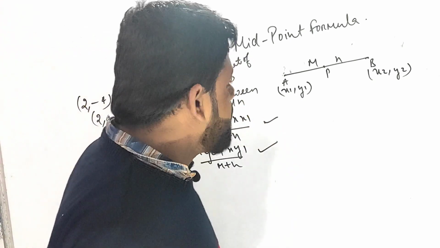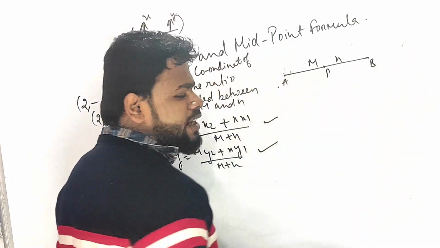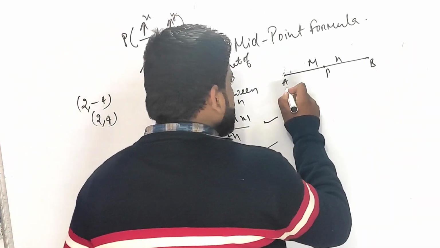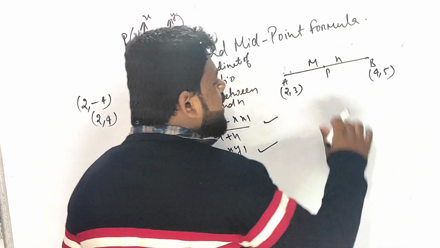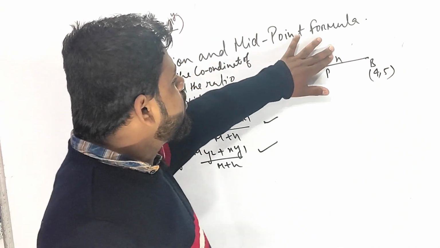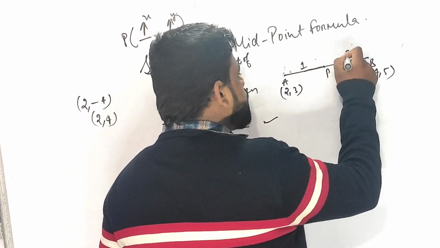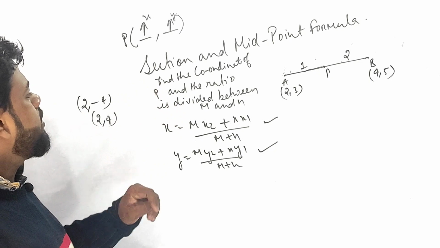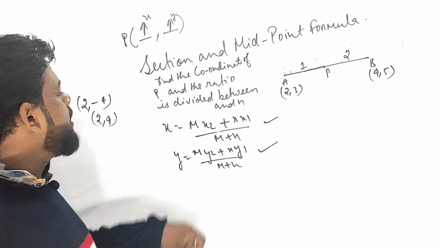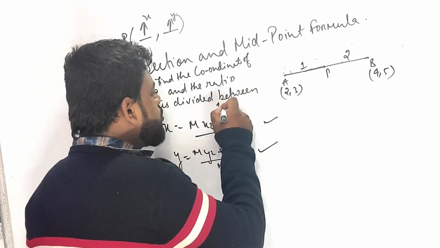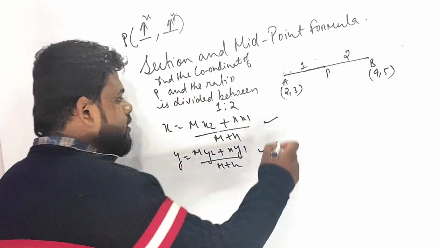Let's do a question from here. You people can understand pretty well. Suppose points A and B are given, A (2, 3) and B (4, 5), and the line is divided in the ratio 1:2. Find the coordinates of P, where the ratio is 1:2. 1:2 means this is 1, this is 2.